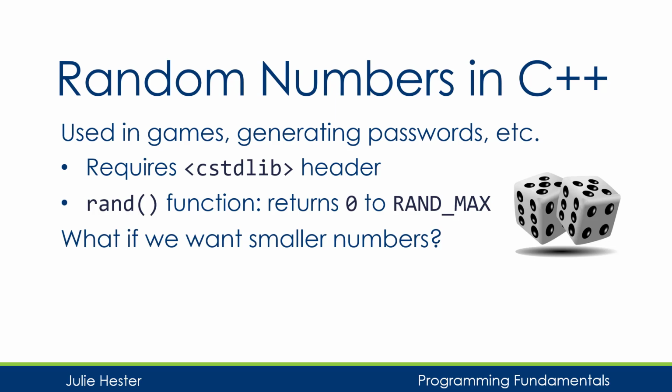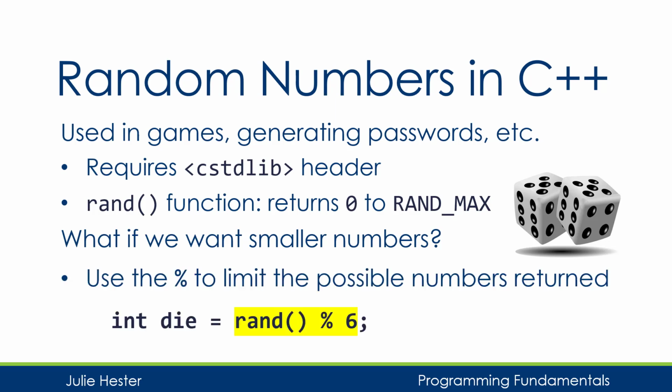I may very well not want random numbers quite that large. For example, if I'm looking at throwing dice and simulating that, I don't want values that go all the way up to 32,000. And this is where the modulo operator comes in. I'm going to use this to limit the possible numbers returned. So now when I simulate rolling the die, I'm going to say rand mod 6 because I want 6 different values, or 6 possible values.